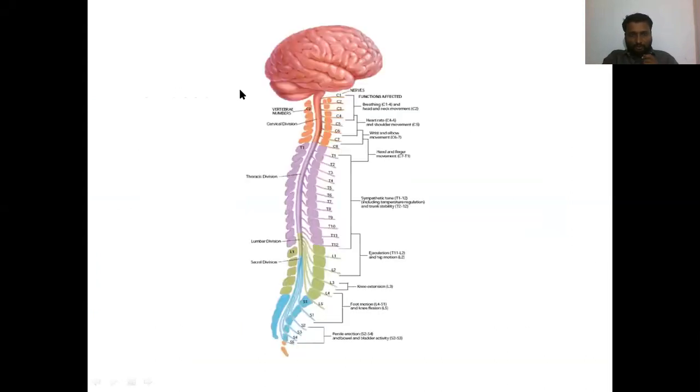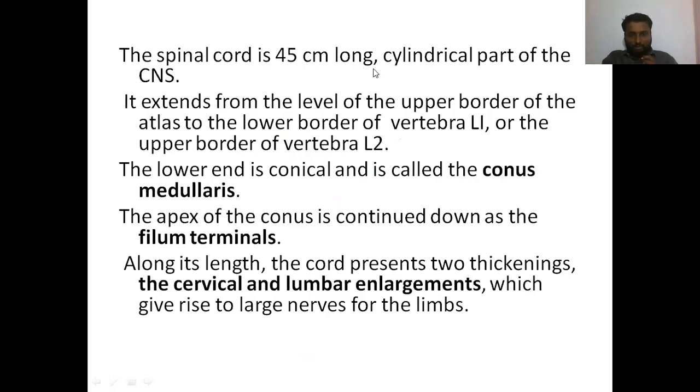Let's see the point. This is what the central nervous system is: it includes the brain and the spinal cord. So, this is the cylindrical part, and it's around 45 centimeter long. Okay, so a 45 centimeter long cylindrical part of the central nervous system.